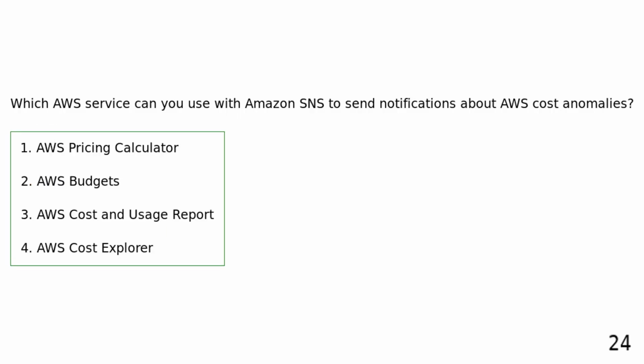Which AWS service can you use with Amazon SNS to send notifications about AWS cost anomalies? AWS Pricing Calculator, AWS Budgets, AWS Cost and Usage Report, AWS Cost Explorer. AWS Cost Explorer can be configured to send notifications through Amazon SNS when it detects cost anomalies, helping you manage and optimize your AWS spending.